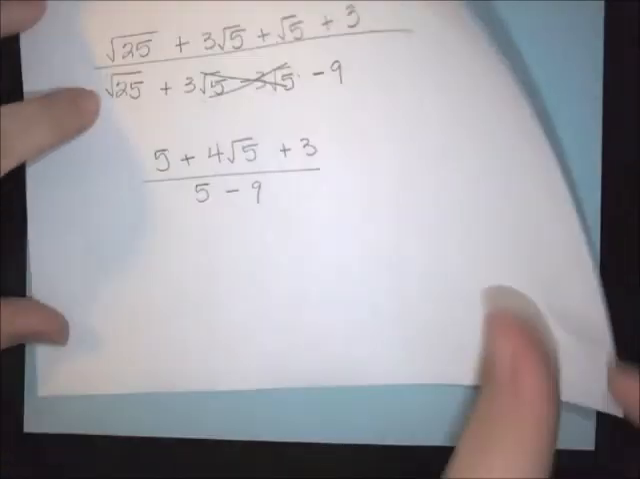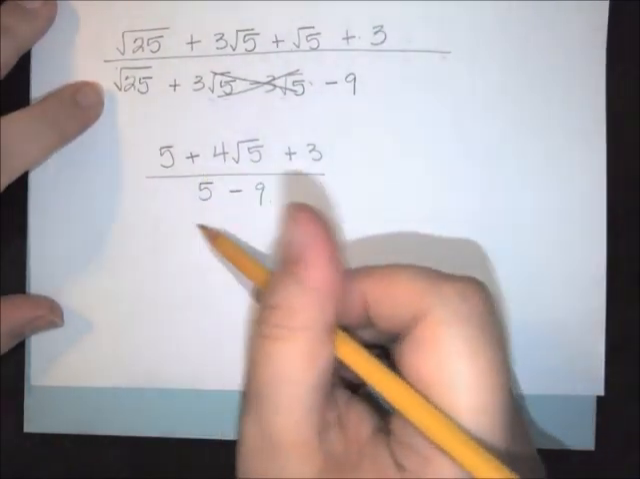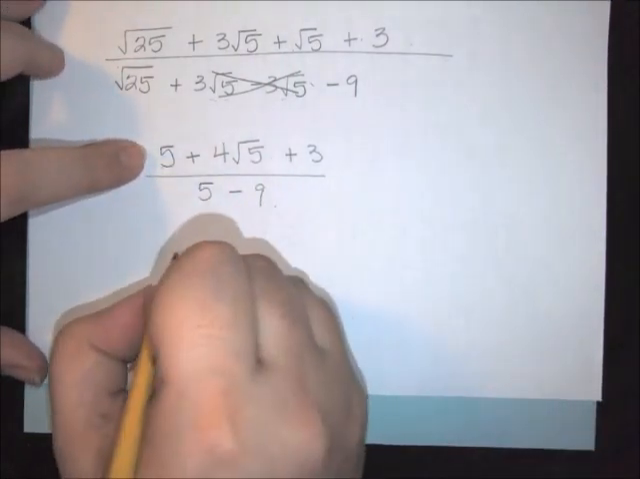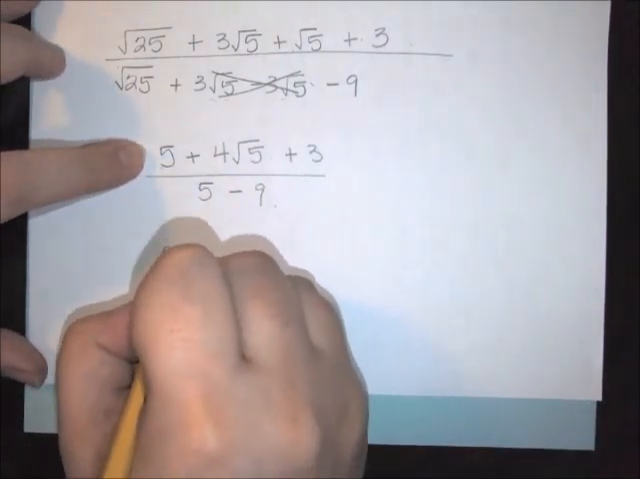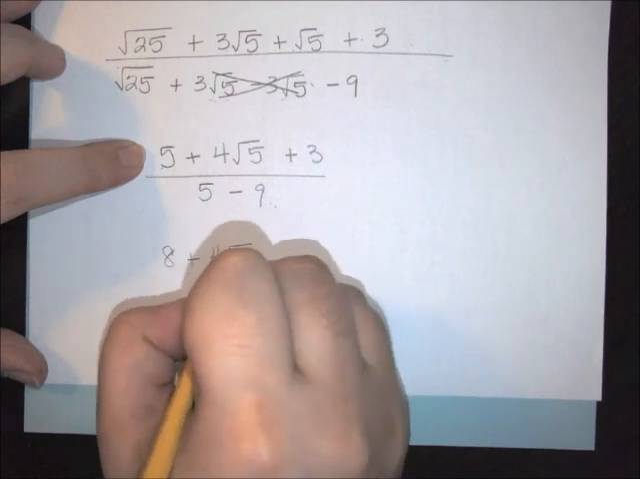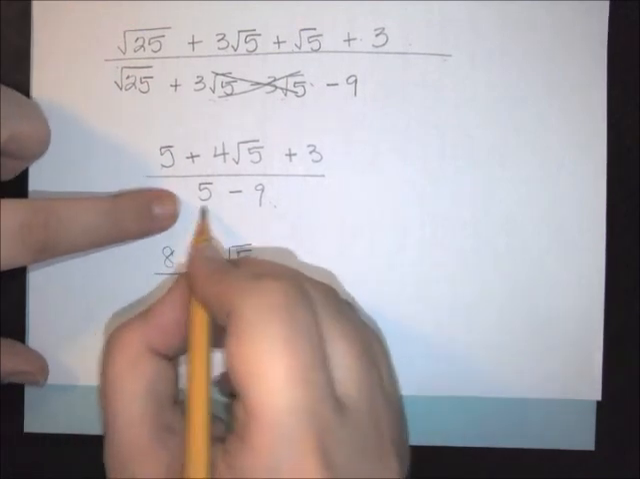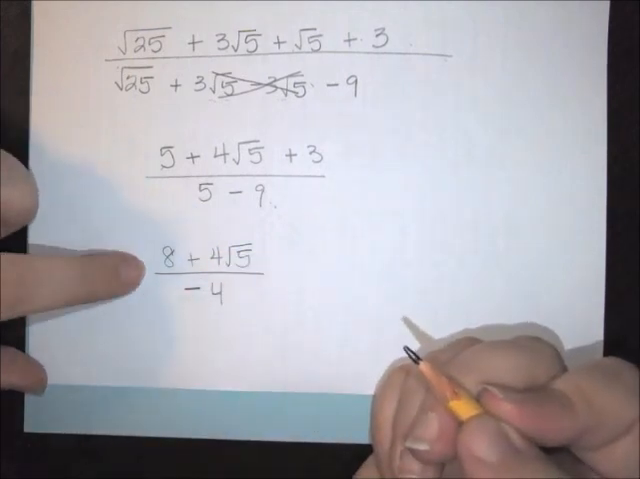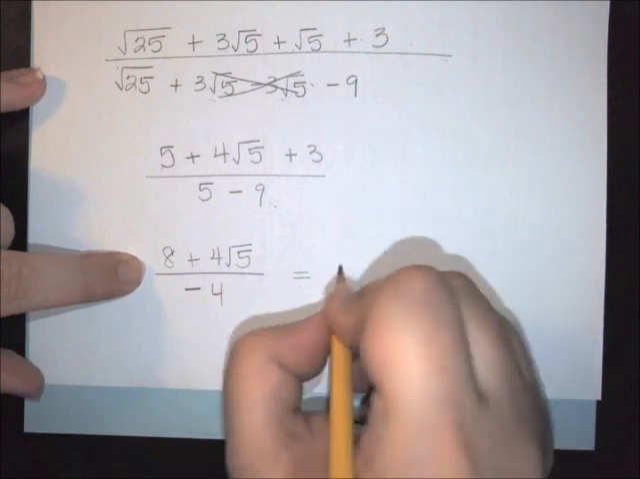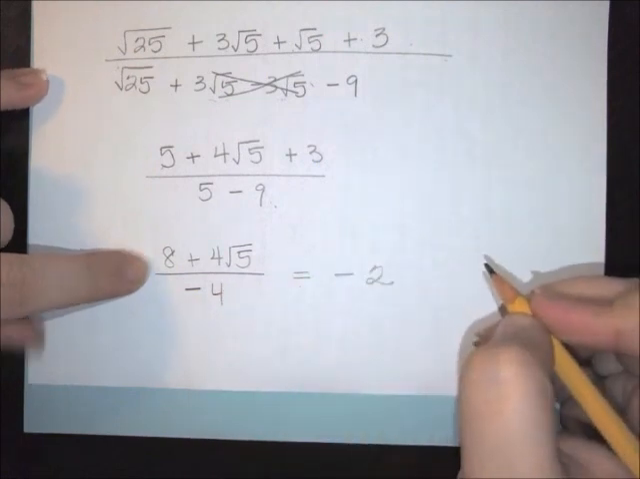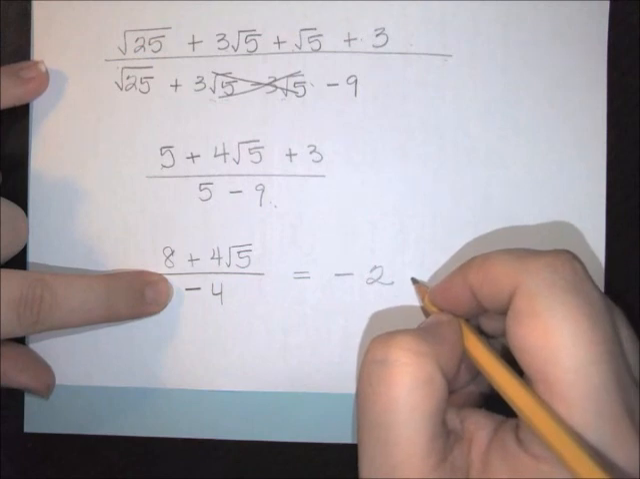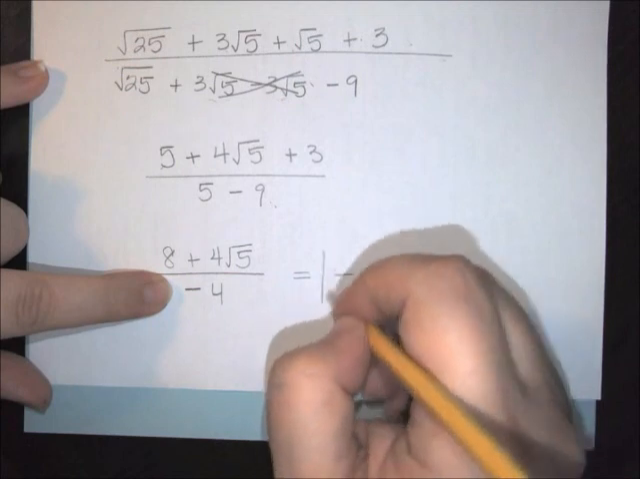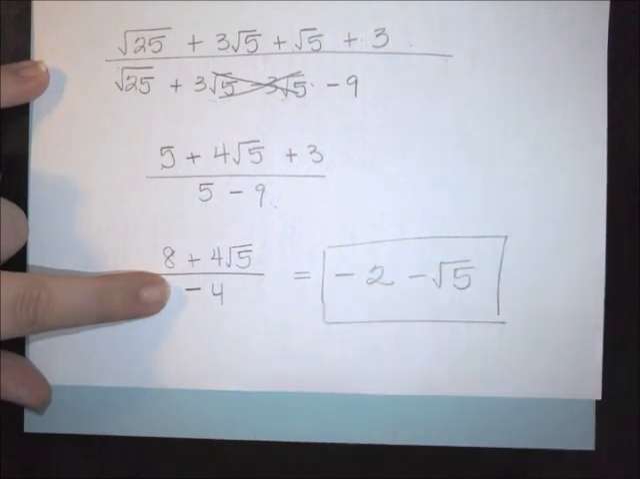And notice all of my radicals have disappeared in the bottom. Therefore, I know I'm on the right track. 5 plus 3 is 8, so this becomes 8 plus 4 square roots of 5 all over, and 5 minus 9 is a negative 4. Now you need to simplify. 8 over negative 4 is going to become negative 2. 4 over negative 4 becomes a negative 1 square root of 5 left over. And here is your simplified result.